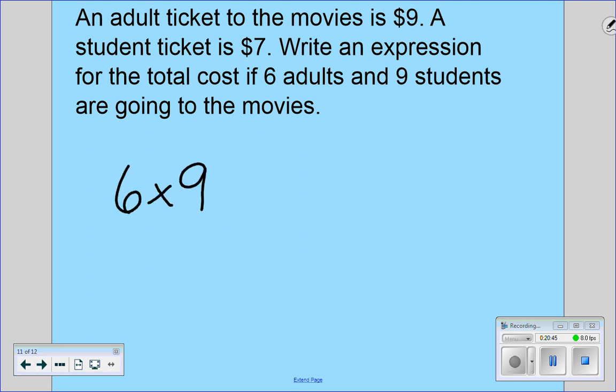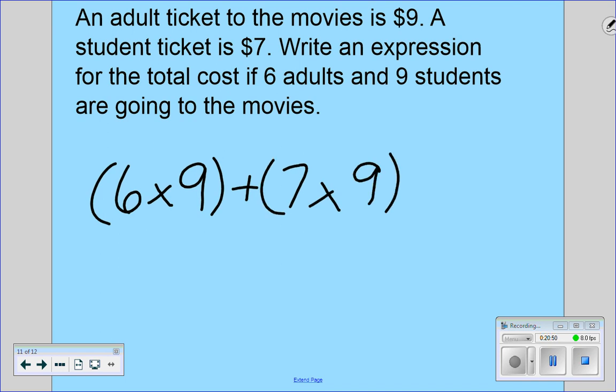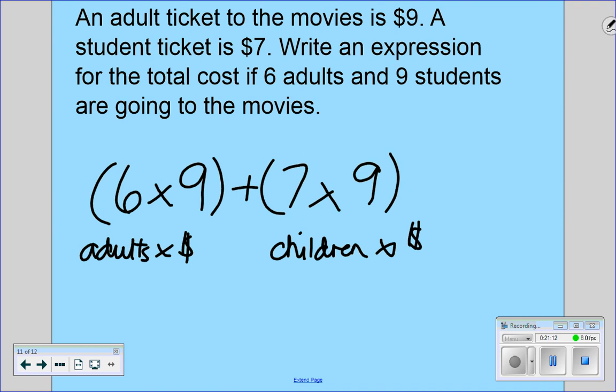6. Does that look about right? Okay, so I have to make sure that an adult ticket is 9, so 6 adults times 9, and 9 students times 7. Yeah, and that's it. Does everybody understand how I got those numbers? This would be how many adults times their ticket amount. This is the number of children times their ticket amount. Yep. And then you'd add them together. That's all there is for today.